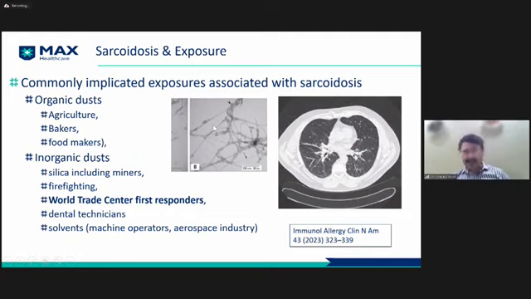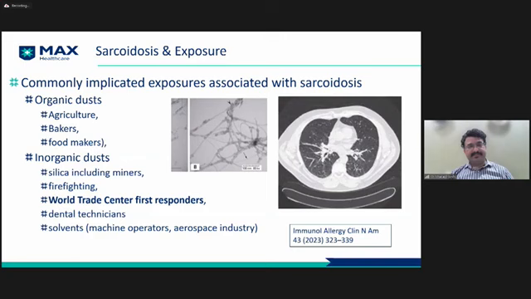And if you see the CT picture of these patients, you'll see there is fine nodularity, there is mild reticulation. This is typical of sarcoidosis, where you see a fine reticulonodular pattern, and if you see carefully, the fissure has got a nodularity, which is a typical sign of sarcoid-like reaction. And this particular picture is taken from a case report which was published for WTC lung in the first responders in the US. So these kind of exposures can actually cause sarcoid or sarcoid-like illness.